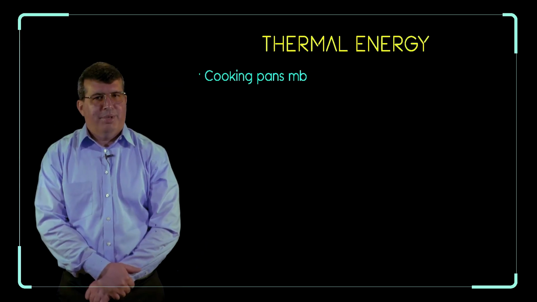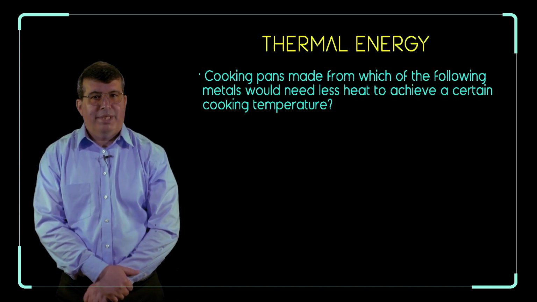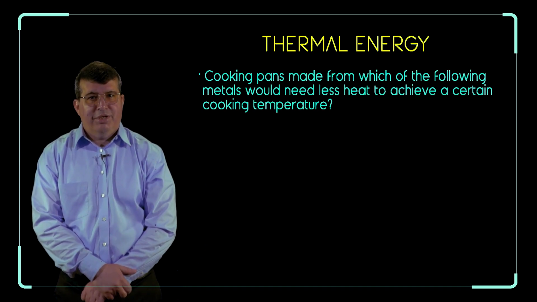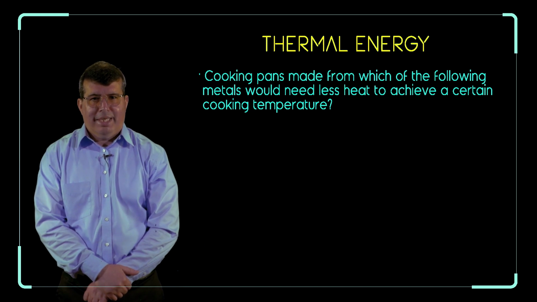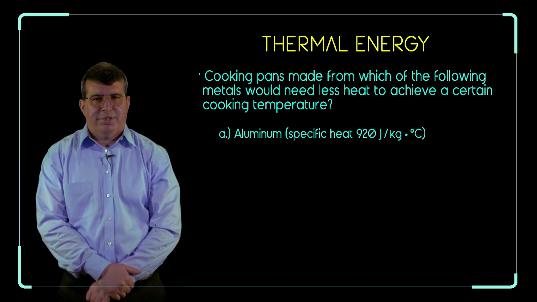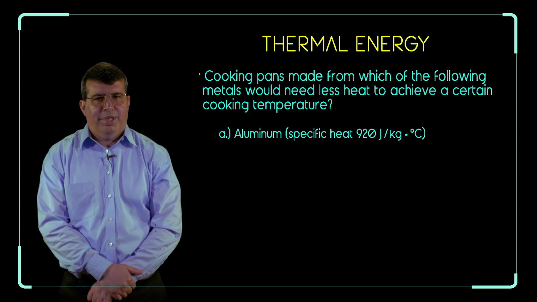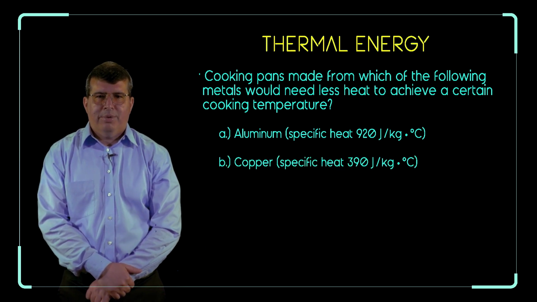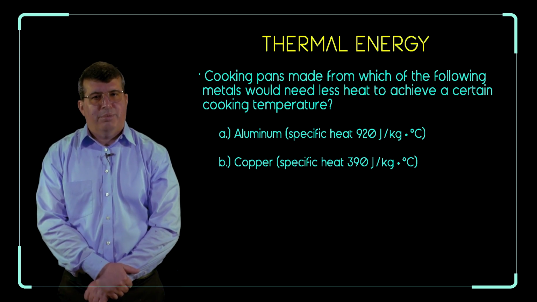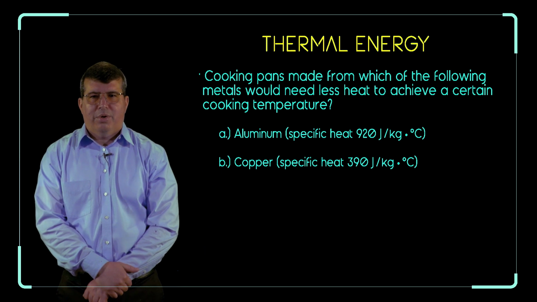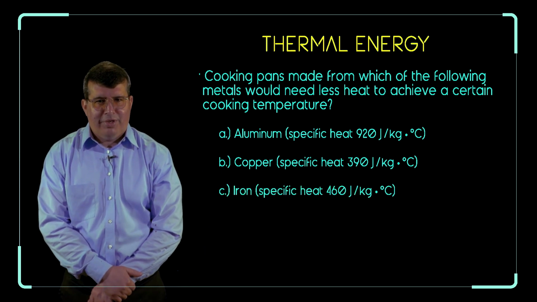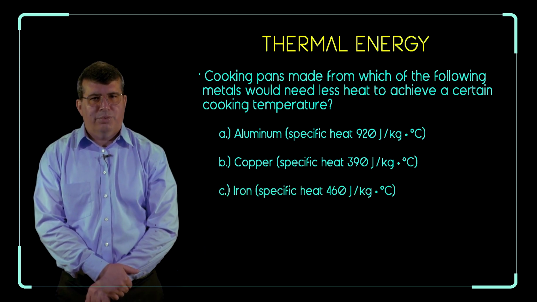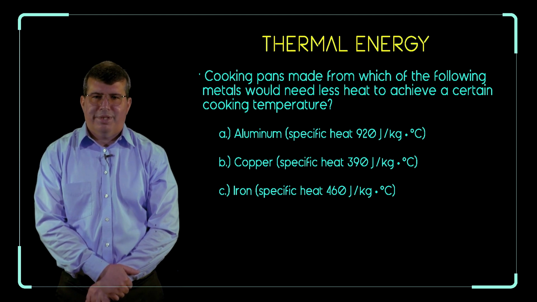Okay, here's a multiple choice question. Cooking pans made from which of the following metals would need less heat to achieve a certain cooking temperature? A, aluminum, which has a specific heat capacity of 920 joules per kilogram degrees Celsius. B, copper, which has a specific heat capacity of 390 joules per kilogram degrees Celsius. Or C, iron, which has a specific heat capacity of 460 joules per kilogram degrees Celsius.